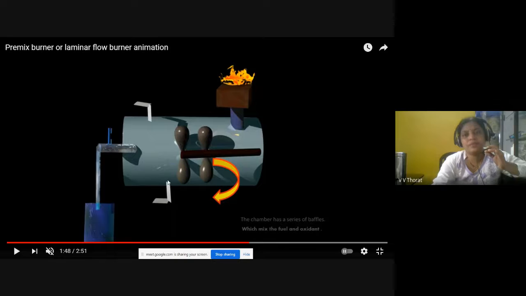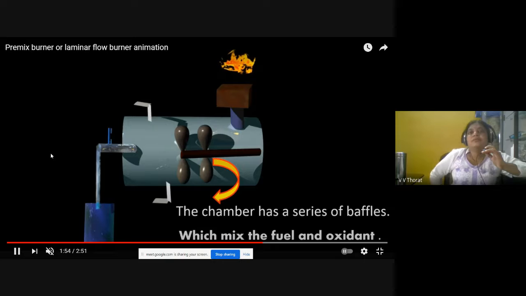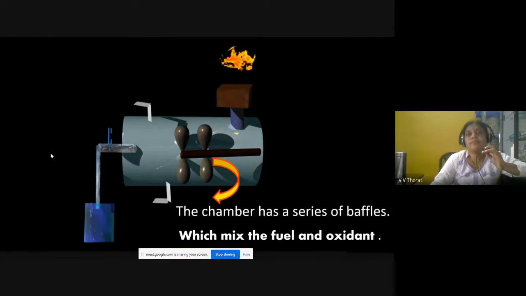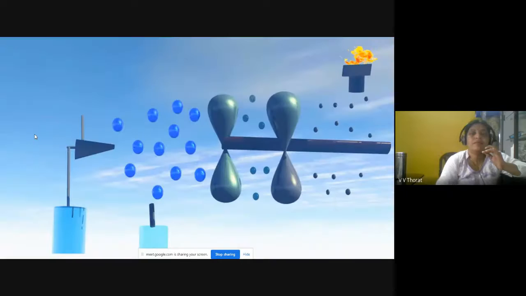Larger drops come down from the drain, whereas only the smaller drops reach the burner. Okay, so read this. The chamber has a series of baffles which mix the fuel and the oxidant. The flame path length is more.